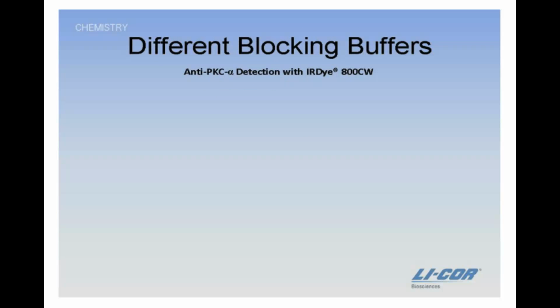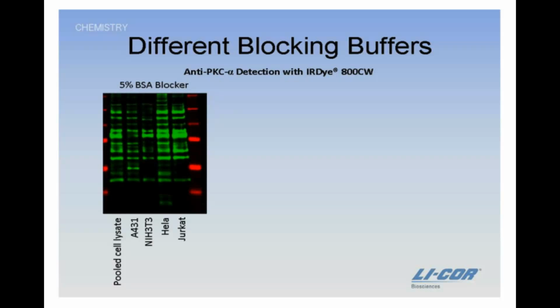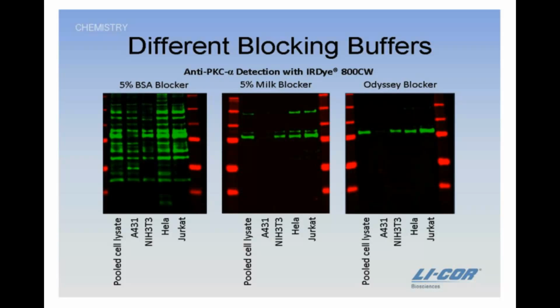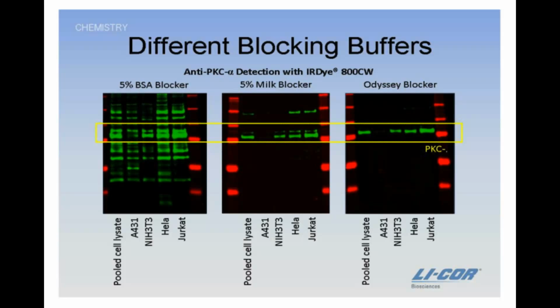Choice of blocking buffer is another consideration when reducing background. Some blocking buffers are more effective for some antibodies than others. In these Western blots, PKC alpha has been detected in cell lysates using 3 different blockers: 5% BSA, 5% milk, and Odyssey blocking buffer. The non-specific binding is greatly reduced when a more appropriate blocker is used.